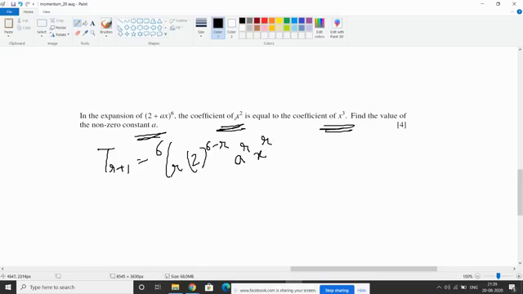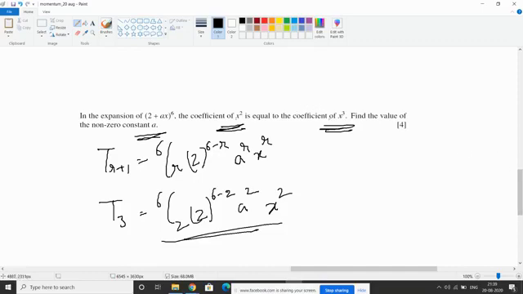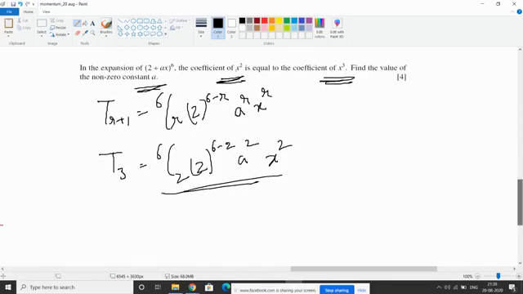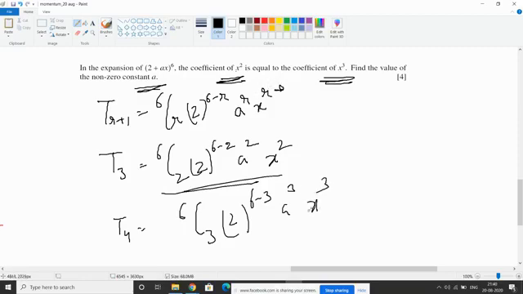Okay. So for x square, r has to be 2. So that will be the third term, 6C2 2 to the power 6 minus 2, a square x square. And for x cube, r has to be 3. So that will be the fourth term, 6C3 2 to the power 6 minus 3, a cube. See, here we are substituting r as 3, and this is the x cube.